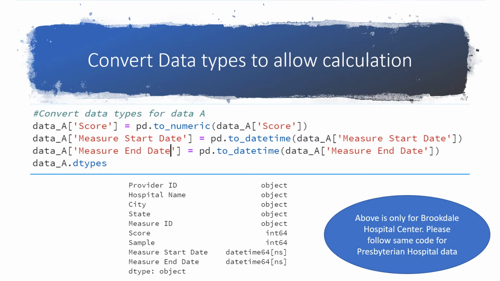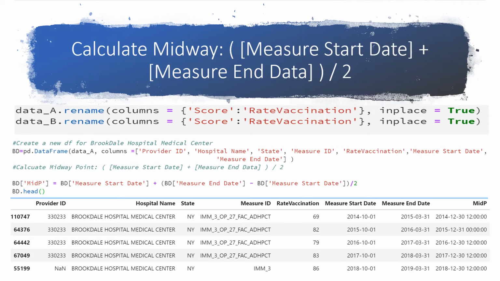Please follow the same code for the Presbyterian Hospital data set, so you're able to use those to calculate the control limits, which you will see in the next few slides. Moving on, I'll be showing you how to calculate the midway. Primarily, I switched the column name from score to rate of vaccination, as you can see, because that will be used for the control chart I'll make.